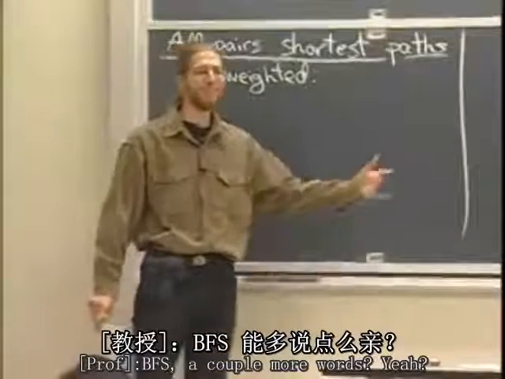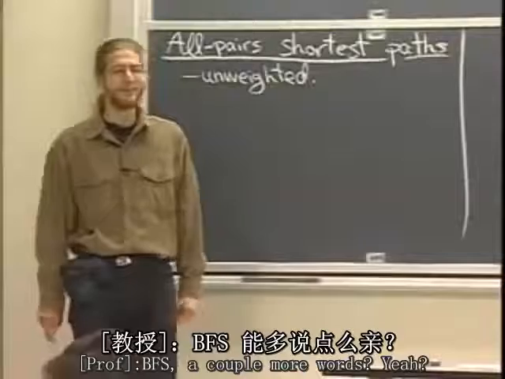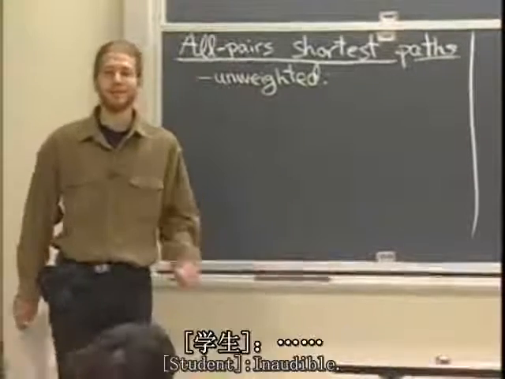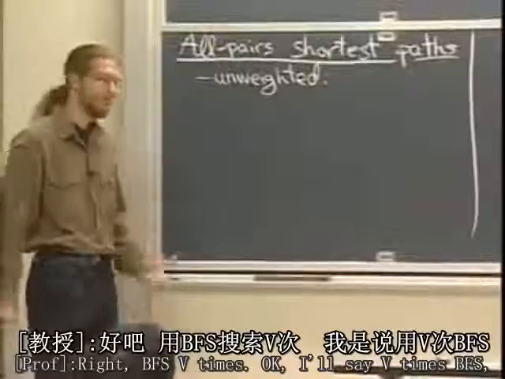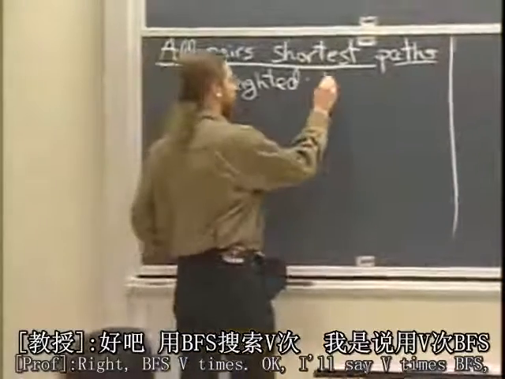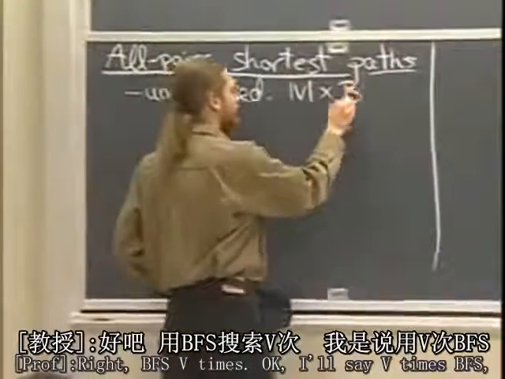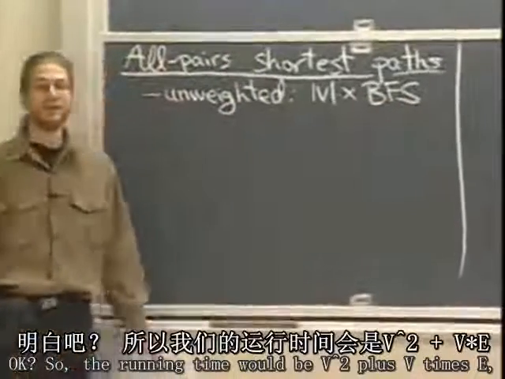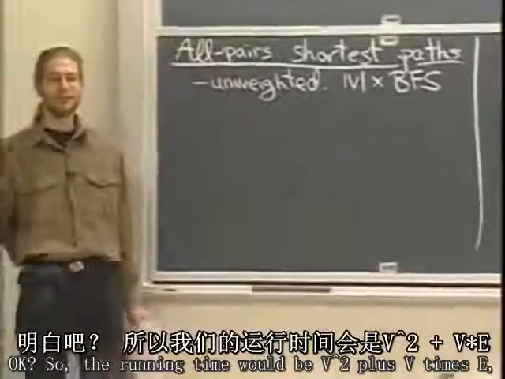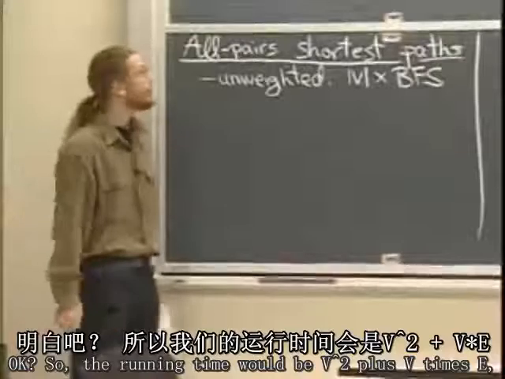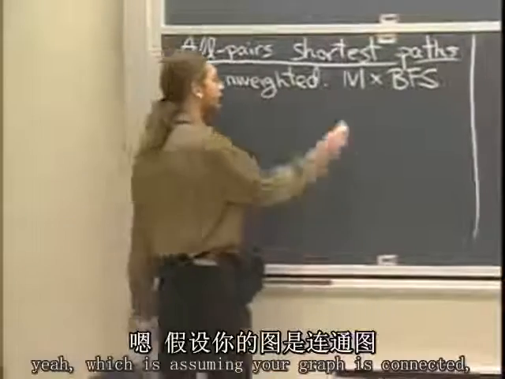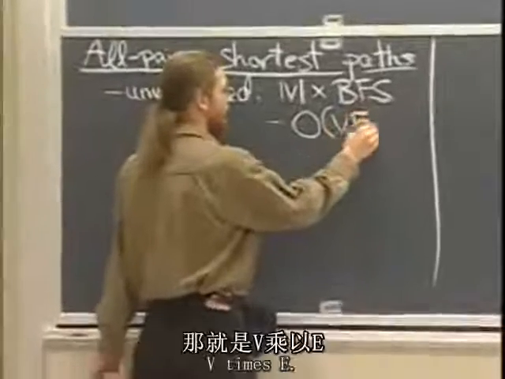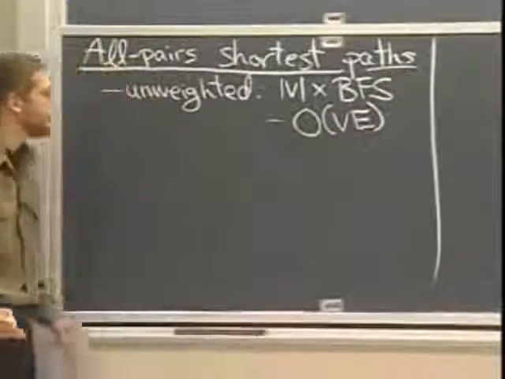Couple more words. Yeah? You do V times BFS. Right, BFS V times. Okay, I'll say V times BFS. So the running time would be V squared plus V times E, yep, which is, assuming your graph is connected, V times E. Okay, good.